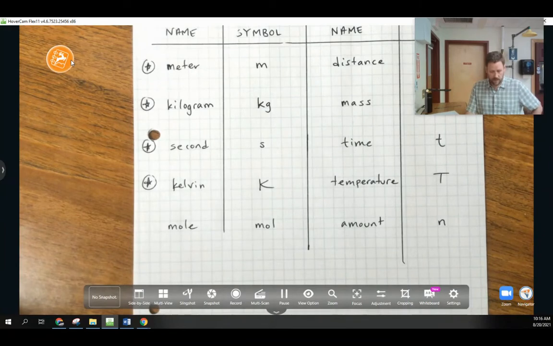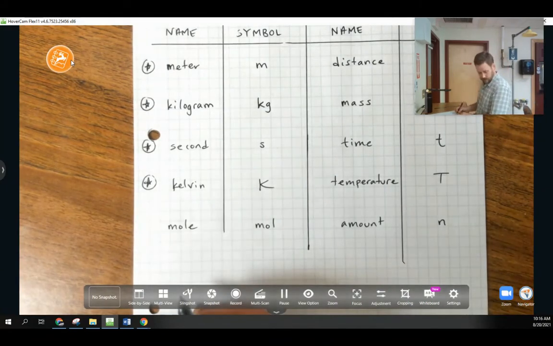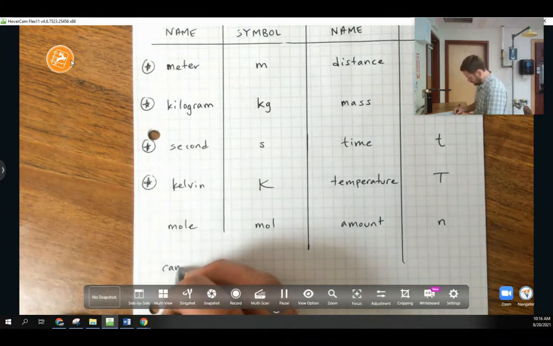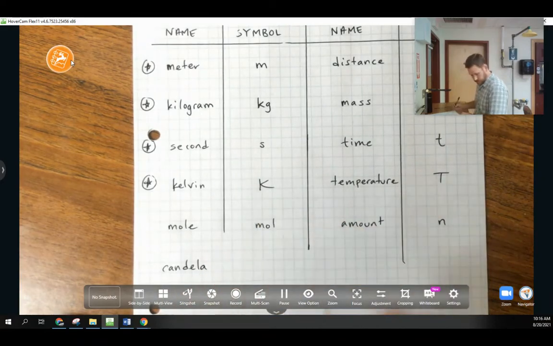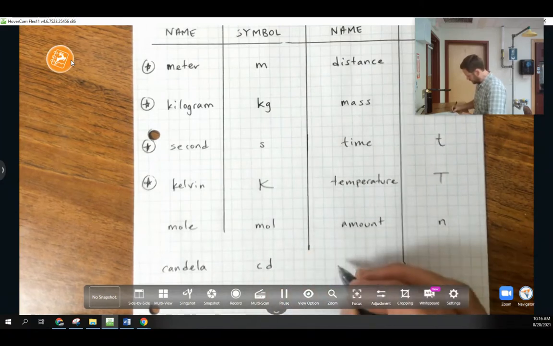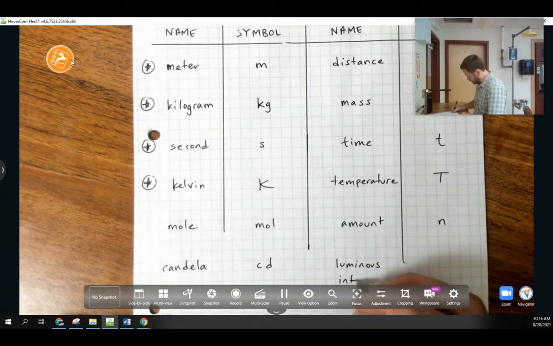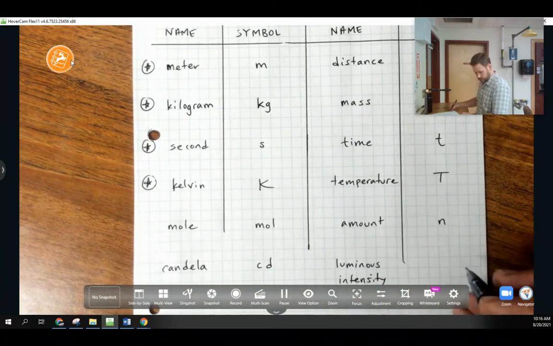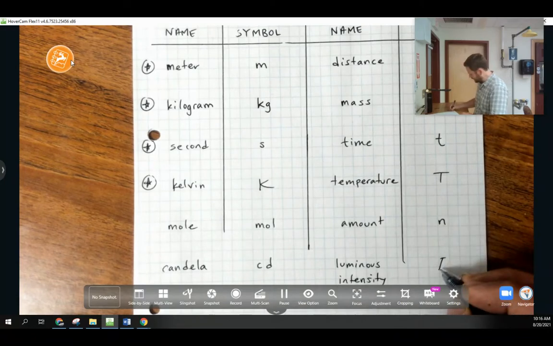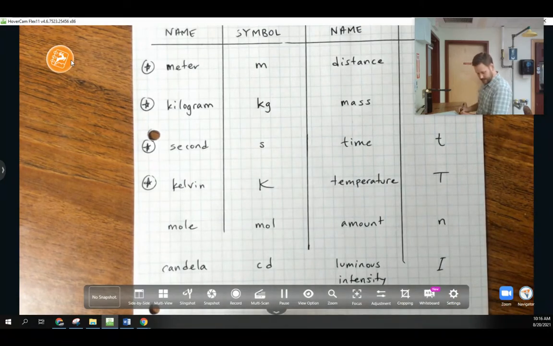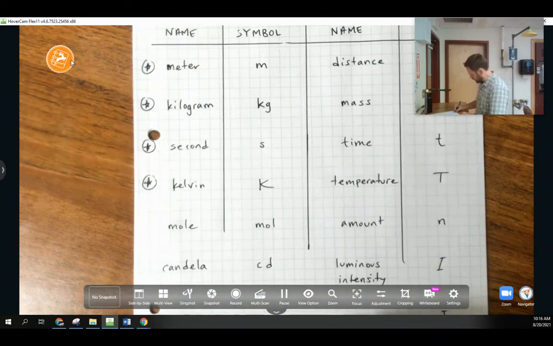The other 3 are definitely less common in chemistry, and those are the candela, which measures luminous intensity, and the symbol for luminous intensity is an italicized uppercase I, and then finally current, which is a non-italicized uppercase I. I didn't make these rules.